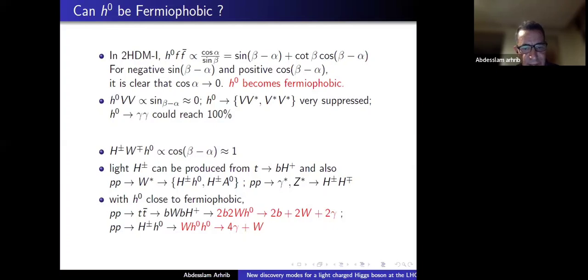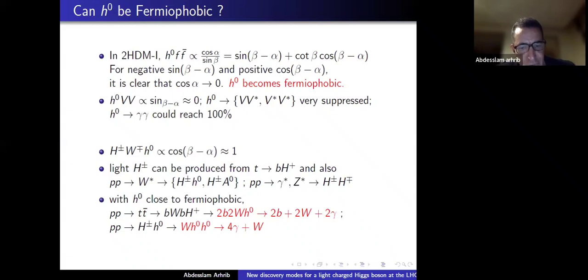The light Higgs can be produced from, as I said before, top decays, but it can also be produced from those two channels. I'm going to discuss those two channels here. The charged Higgs is produced from p p-bar through the W, and also by exchanging gamma and Z, giving pair production of the charged Higgs.